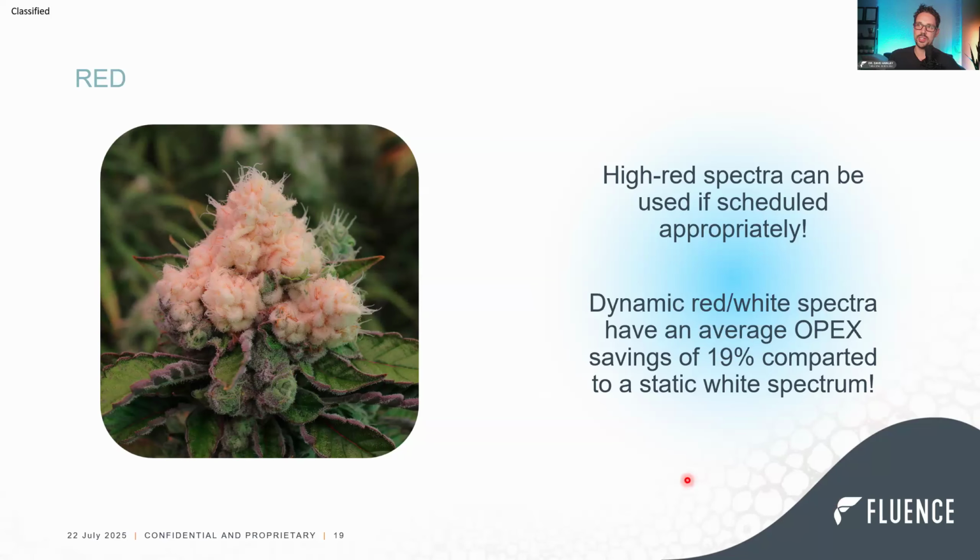And before I move on, I just want to point out one thing here. Notice that I'm saying average OPEX savings of 19%, right? I'm not saying up to. I'm saying that on average across diverse genetics, this is realistically what we're seeing with the recipes that we've developed when dynamically attenuating red and white spectra. So you may have some cultivars that are more red tolerant, meaning you can use more red more often and your savings will be even more pronounced. And you may have some cultivars that are very red sensitive, right? And then you need to use a little less red and these savings won't be quite as pronounced. But again, on average, 19% is what we expect for most applications.